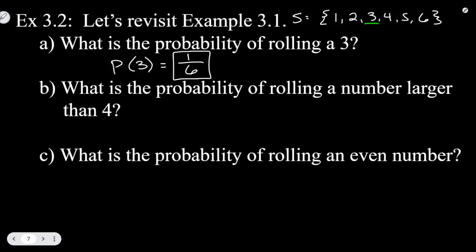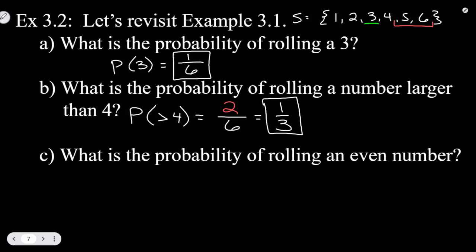For part B, what is the probability of rolling a number larger than 4? Larger than 4 would be 5 and 6. So let me write this down in our notation. Probability of greater than 4. I'm using the greater than symbol there. There are two ways to get something greater than 4. The total number of outcomes is still 6. Now if we're using fractions, we would always reduce, and that would reduce to 1/3. So that would be our probability of rolling a number larger than 4.